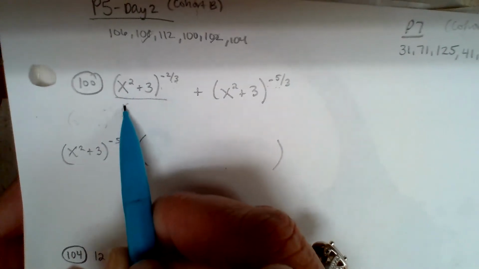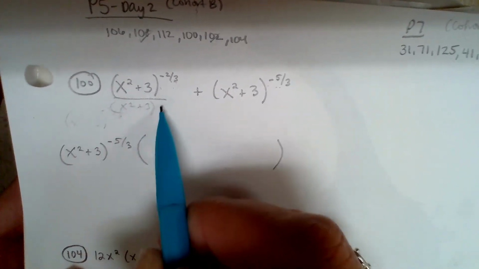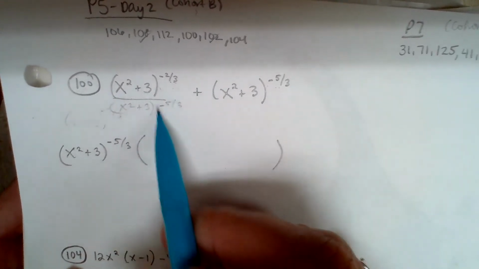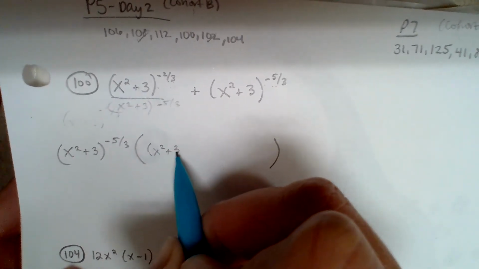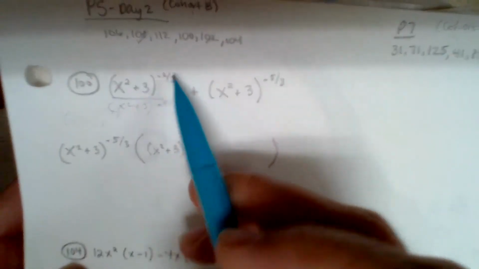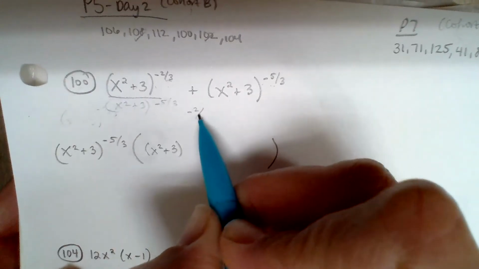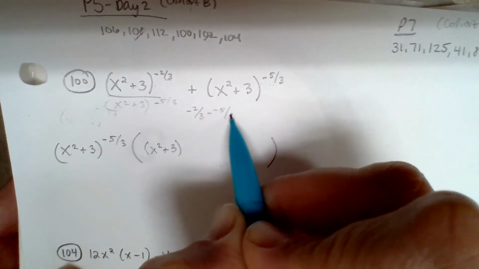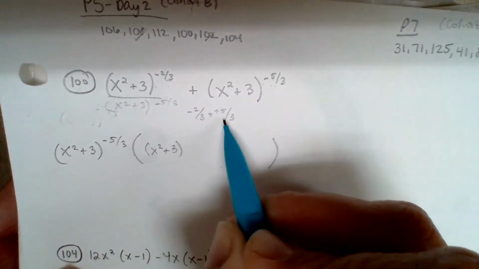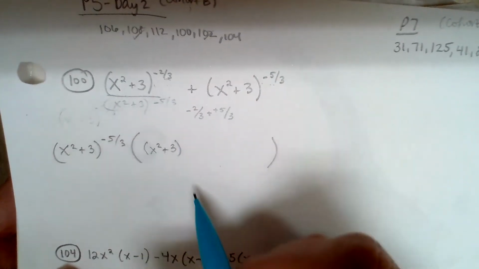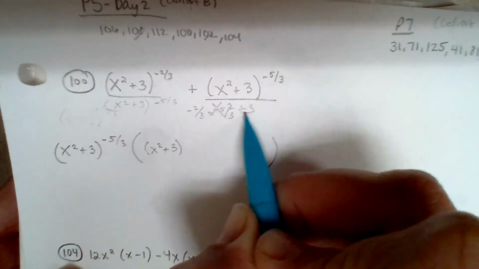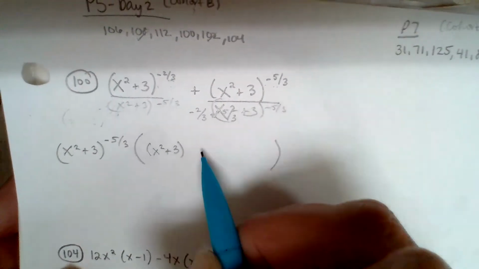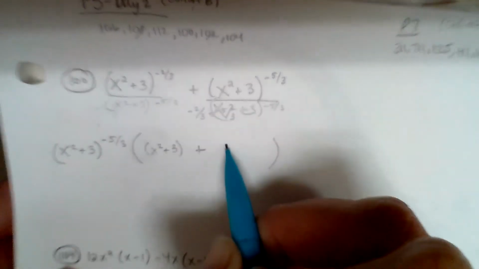When I divide away an x squared plus 3 to the negative 5/3 power, and I do that division, I have to keep the same base and subtract the exponents. Negative 2/3 minus negative 5/3 is negative 2/3 plus 5/3, which is 3/3, so it's to the first power. And then this divided by x squared plus 3 to the negative 5/3, anything divided by itself is plus 1.